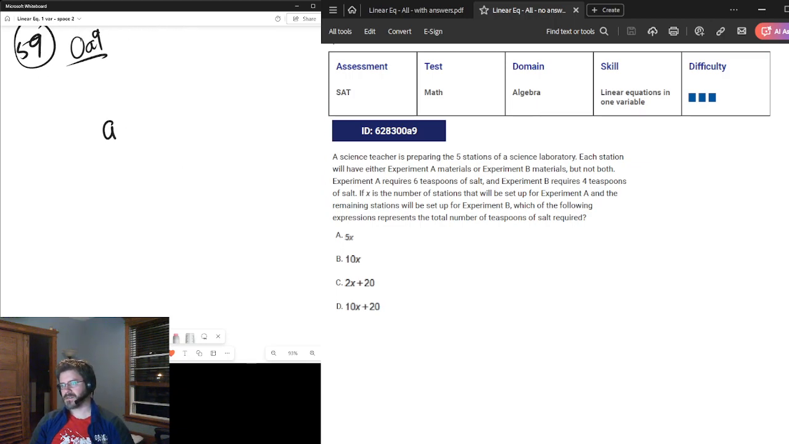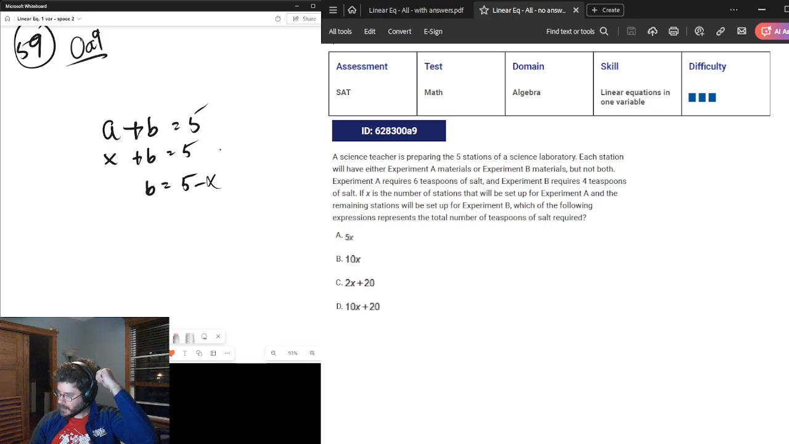So the stations for A plus the stations for B equals 5. X is A. That means B is 5 minus X, of course.